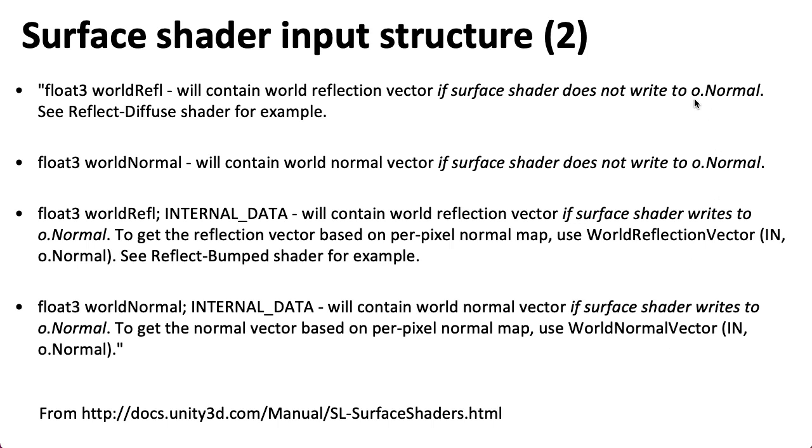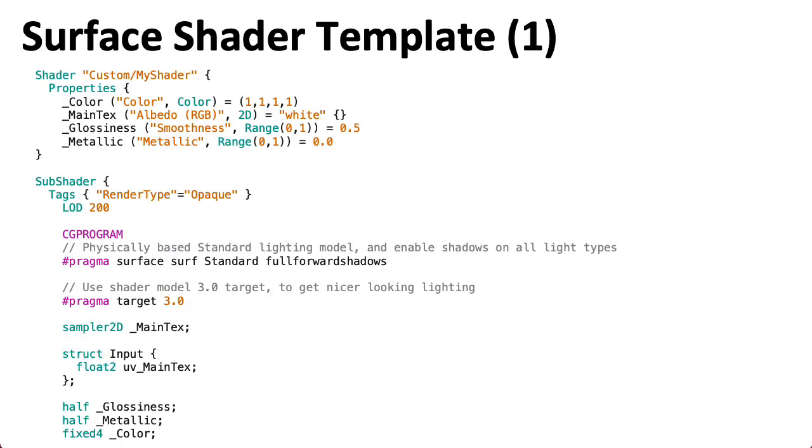So why would you be writing to o.Normal? Well, probably if you're doing some sort of normal mapping. So what about the lighting model that interprets that material information? Well, what Unity will do is it will take the word in this position here, in this case it's Standard, and it will append the word Lighting before it. So it's going to look for a function called LightingStandard.